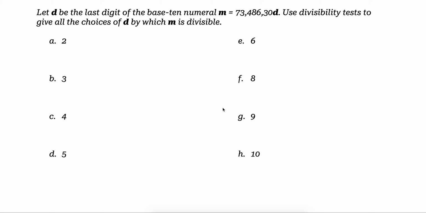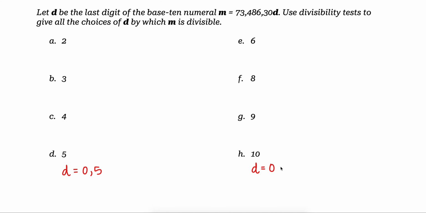So I'm going to start with what I think are probably the two easiest, 5 and 10, down here at the bottom. To be divisible by 5, the last digit needs to be a 0 or a 5. So for this number M to be divisible by 5, that digit D needs to either be a 0 or a 5. For the number M to be divisible by 10, it's even more restrictive. D must be a 0. So those two are now done.